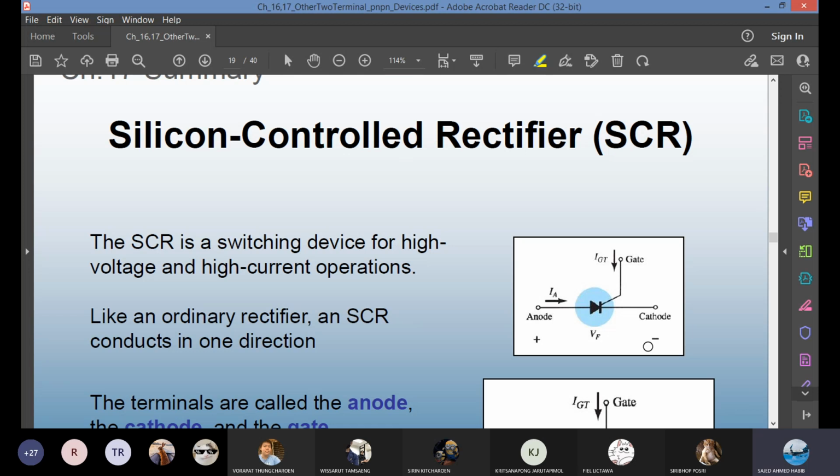Recently, the more advanced SCR, they are designed to control power as high as 10 megawatt. It can handle 2000 ampere at 1800 volt. What about the frequency range of SCR? 50 kilohertz. You can use in high frequency application.